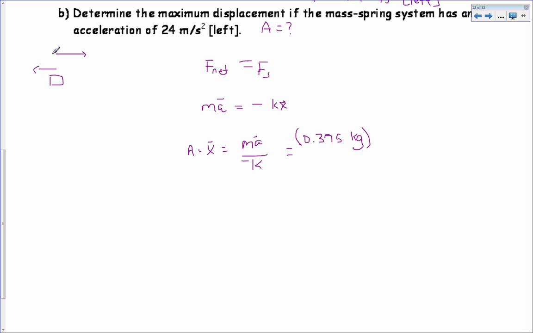So I should have been putting my directional justifications here. I wasn't doing that. So negative 24 meters per second squared divided by negative 47.5 Newton meters. And the only time you have to worry about directional justification is with the forces, right? Because when we're dealing with energy, energy is a scalar, so the directions don't matter. And if you solve for that, you should get 0.19 meters or 19 centimeters. And it's positive, which means it's to the right.